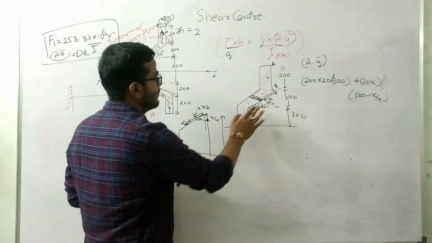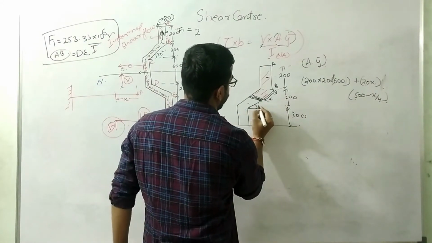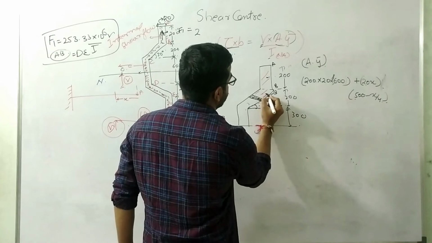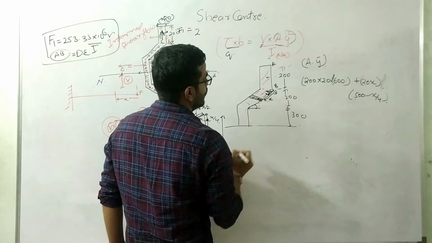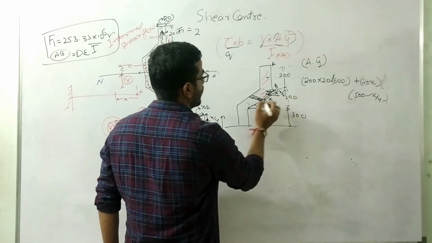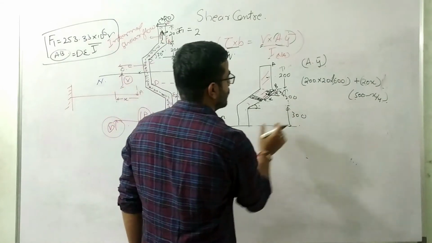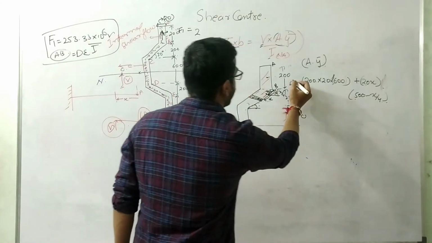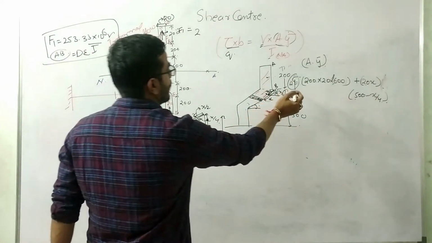The centroid will act here only. This is a 30-degree angle, right? On the horizontal, this inclined distance will be x by 2, so the vertical distance will be x by 4, because it is a 30-degree angle. So the centroid we will always calculate from the neutral axis. So this is our A y bar. Okay, A y bar. So what will we do now again?